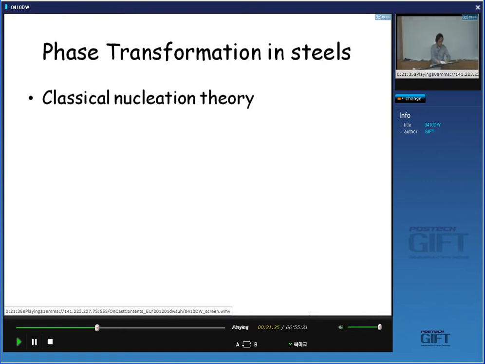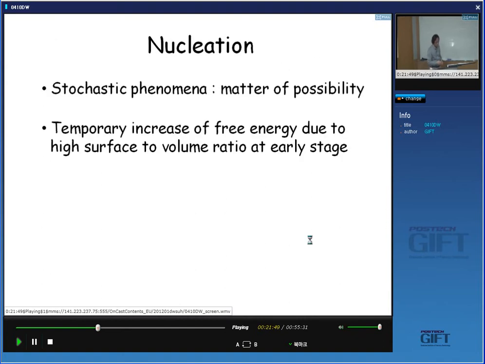Okay, then I'd like to move to a new subject, which is called nucleation theory. Besides the spinodal decomposition, in every phase transformation process, we need a nucleation. Of course, there is no such kind of process in spinodal decomposition, but except for it, we all need a nucleation process for the phase transformation.